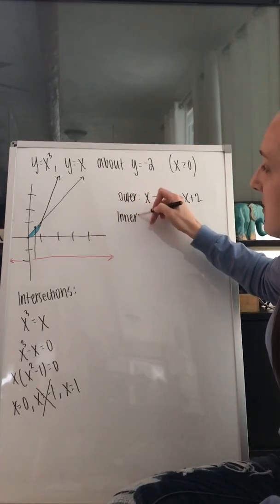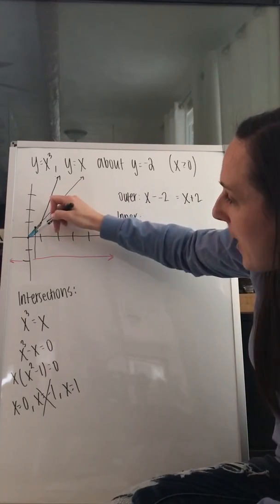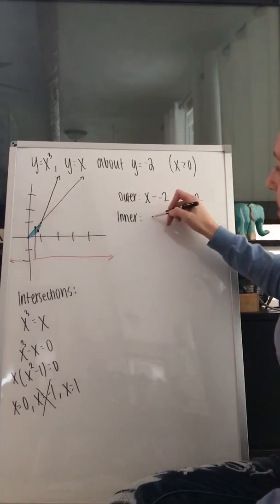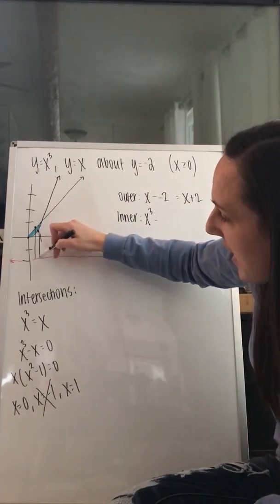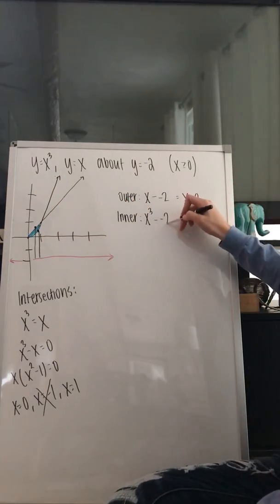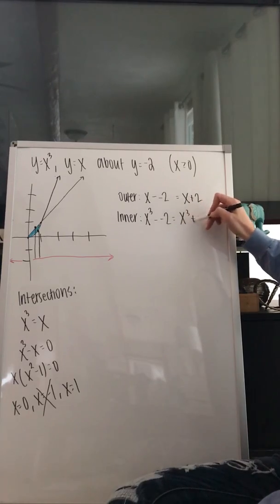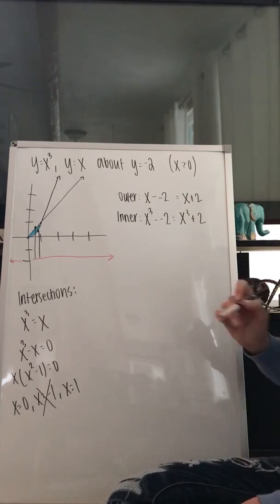My inner radius is going to be from my bottom function here. My bottom function is x cubed, minus, and I'm going to go down to the axis of rotation here, so -2. So my inner radius ends up being x cubed plus 2.